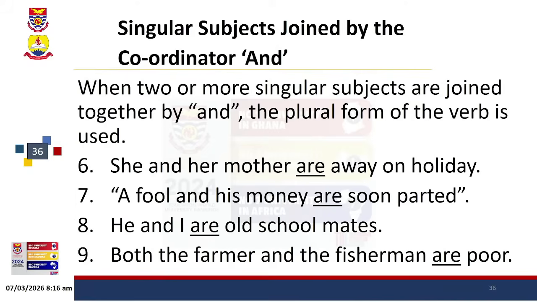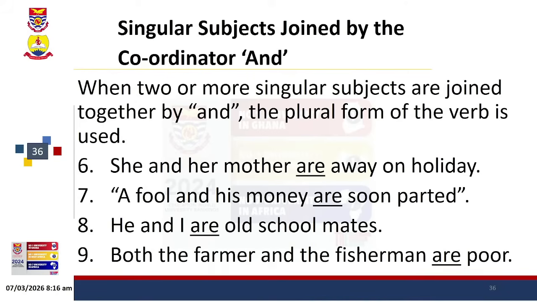Now pay attention. She and her mother are away on holiday. She and her mother is a plural subject. Are is a plural verb. A fool and his money are soon parted. This is a proverb. A fool and his money is a plural subject. Are is also a plural verb. He and I are old schoolmates. He is singular, I is singular. The two together is now plural. So the plural verb are is also used.